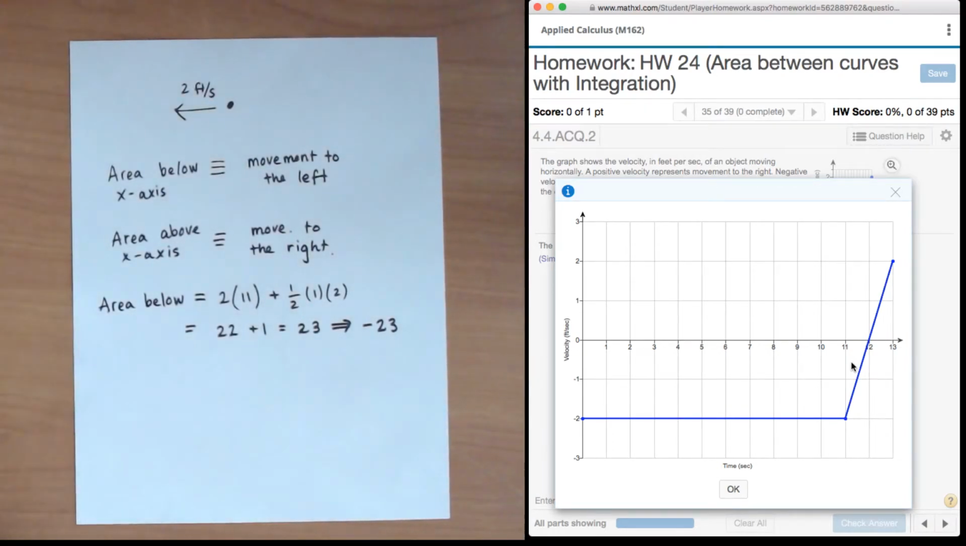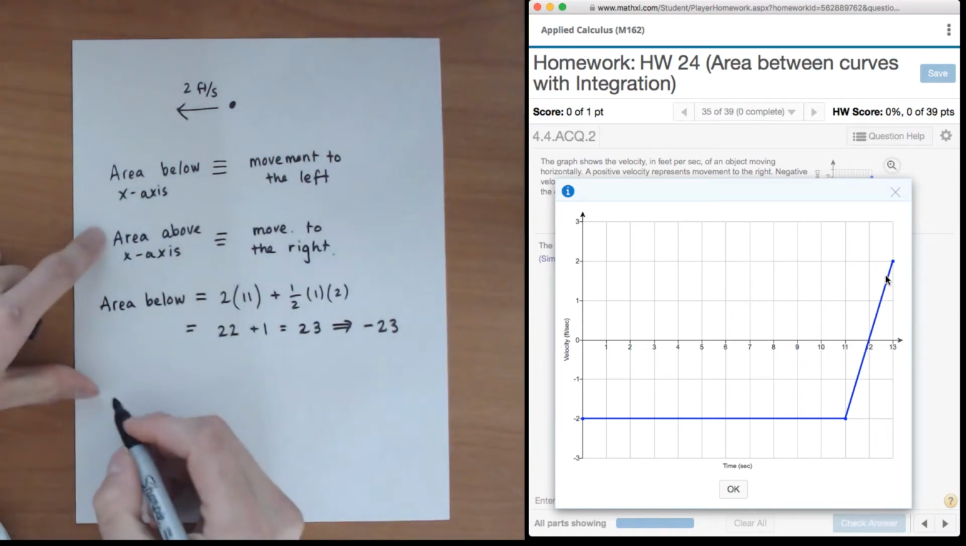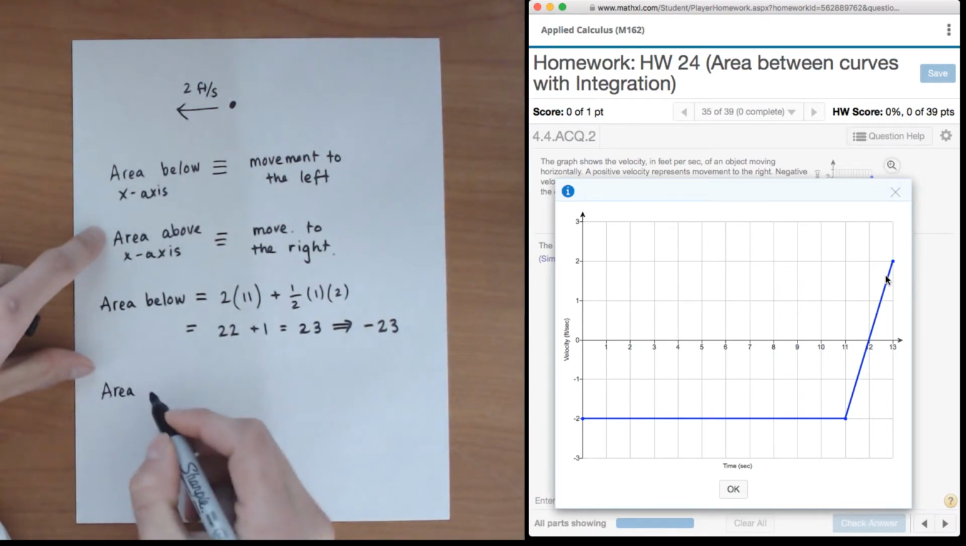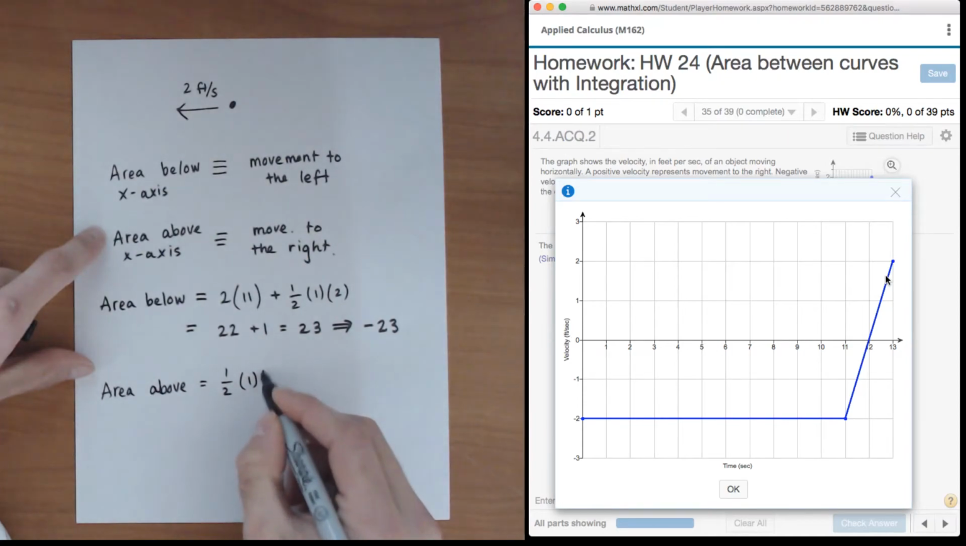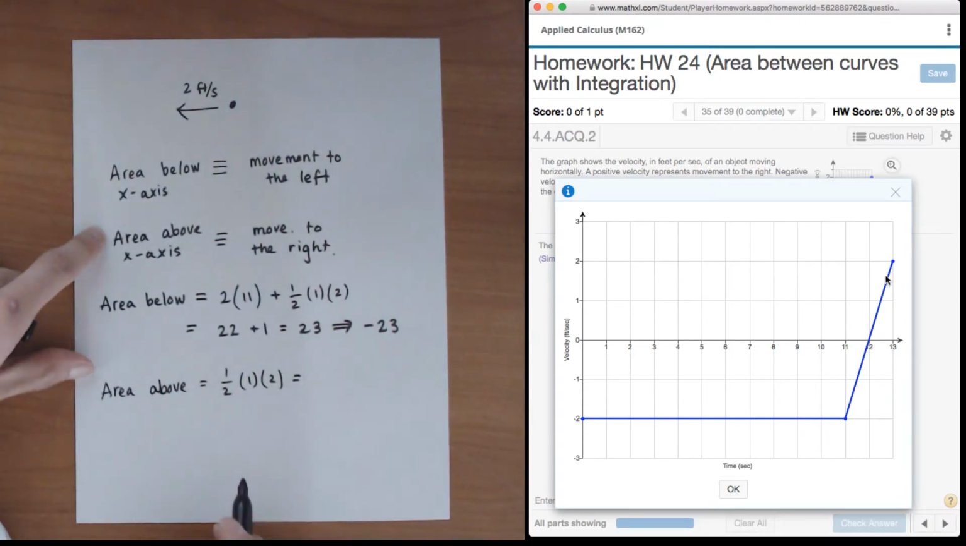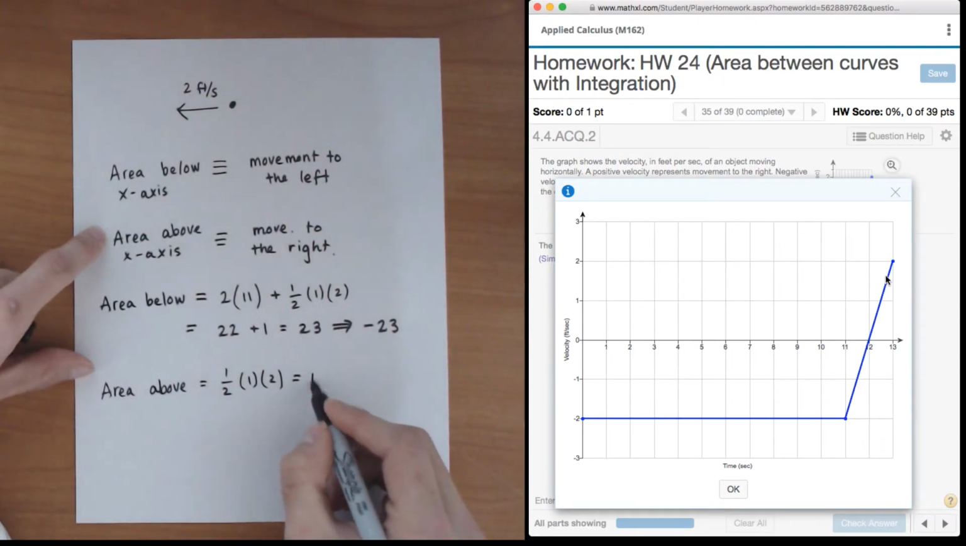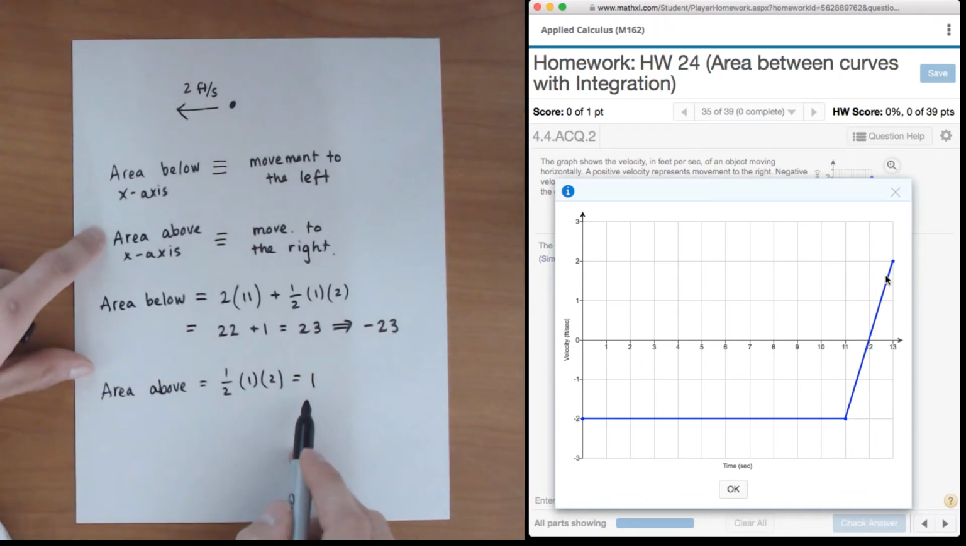And then similarly, we'll find the area above the x-axis. Again, that'd be 1/2 your base times the height. The base here we can think of as 1, the height is 2, and then so yet again, the area above equals 1/2 base times height, which would give us 1/2 times 2 gives you 1, 1 times 1 gives you 1. So the area above is 1, the area below is 23.